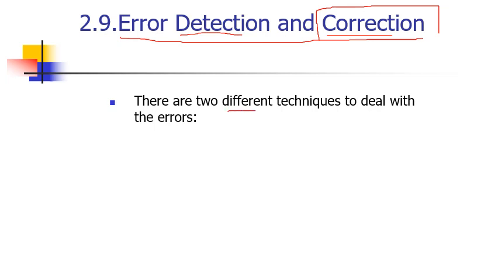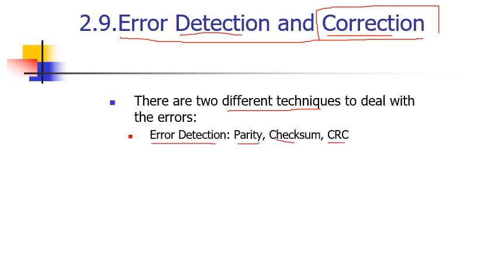Two different techniques are usually tackled in such a field. Techniques with which you detect errors, like the parity, the checksum, the cyclic redundancy check, CRC, and techniques to correct errors, and we are going to discuss the Hamming code. So we have three techniques for error detection and one for error correction.